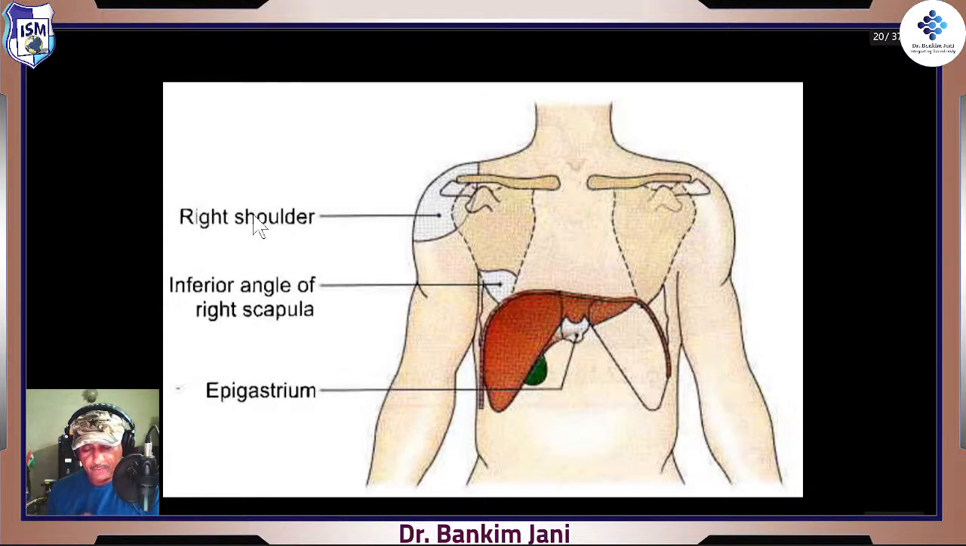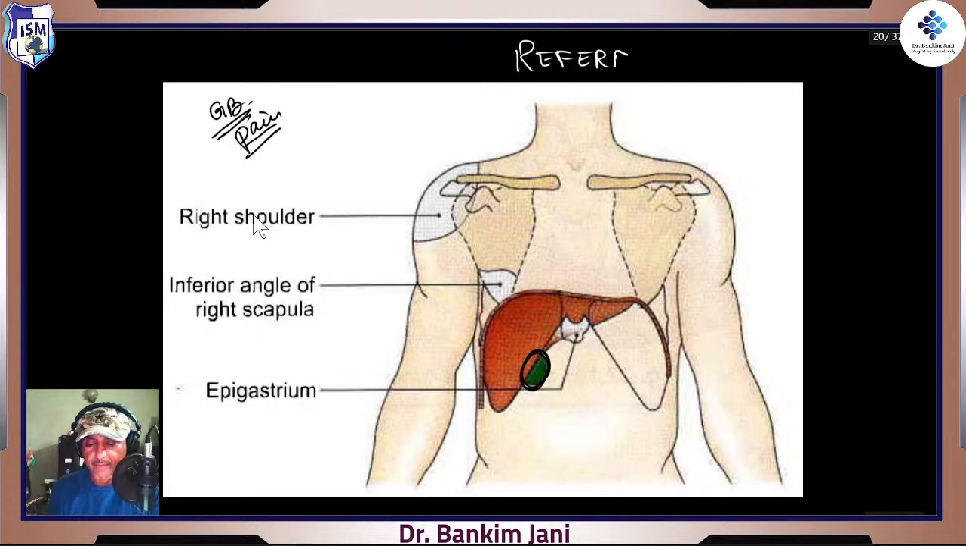See, whenever there is any pain, anything wrong in the gallbladder, it will be distended, and that will lead to pain, right? That is a local pain, which is in the right upper quadrant over here. That would be the location where there will be pain. But then there would also be some referred pain. So we are now dealing with the referred pain, right?